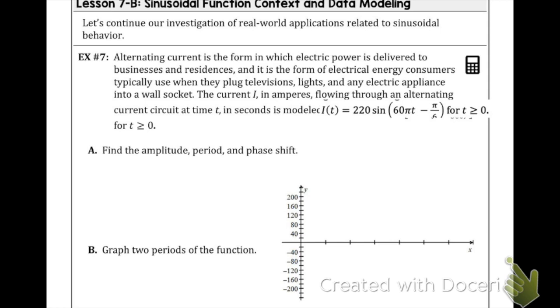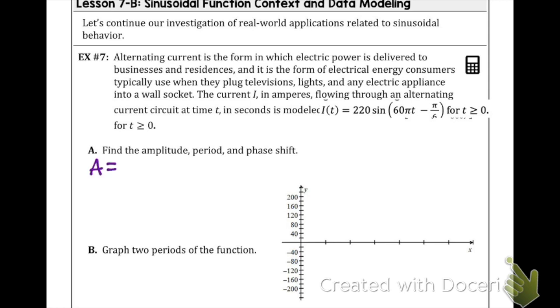Alternating current is the form in which electric power is delivered to businesses and residences, and it is the form of electrical energy consumers typically use when they plug televisions, lights, and any electric appliance into a wall socket. The current I in amperes flowing through an alternating current circuit at time t in seconds is modeled by the formula I of t is equal to 220 sine of (60 pi t minus pi over 6) for all values of t greater than or equal to 0. So we need to find the amplitude, phase shift, period, all that good stuff.